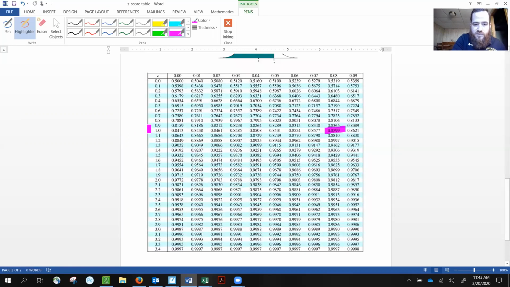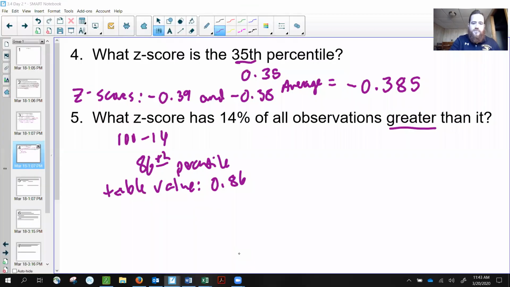So I look over here. It's 1.0, 1.08. Left and up. Where do they meet? Right there. So it's z-score 1.08 because it's basically 0.86 right there. You can't get any closer than that, so I'm not going to average them. I'm good right there. Okay.